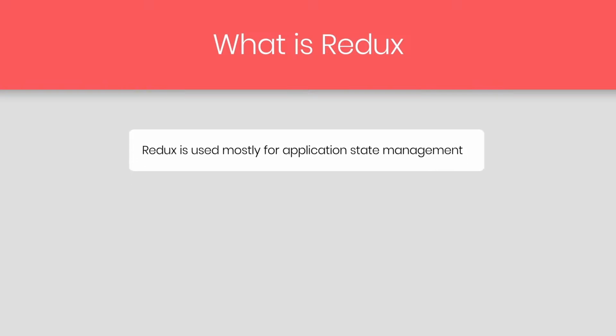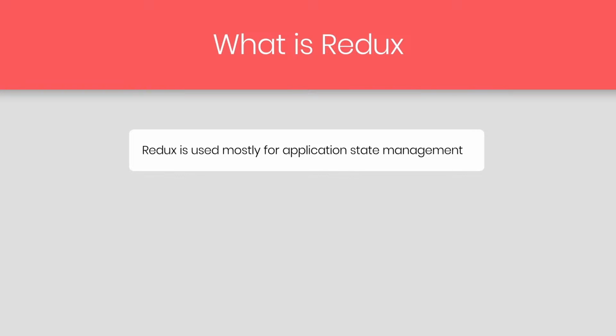From this lecture, we're going to start Redux. So what is Redux? Redux is used mostly for application state management. To summarize it, Redux maintains the state of an entire application in a single immutable state tree, or you can say in an immutable state object, which can't be changed directly.